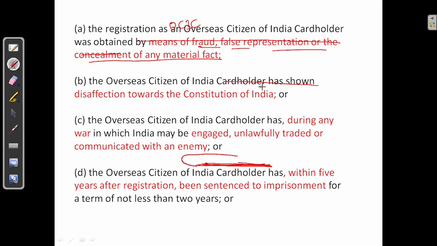Next, the OCIC has shown disaffection towards the constitution. If a person shows disaffection towards the Constitution of India, then also his OCIC will be cancelled by the central government. Next, during any war in which India may be engaged, the person unlawfully traded or communicated with the enemy. Okay, any person who unlawfully traded or communicated with the enemy, then also his OCIC will be cancelled.